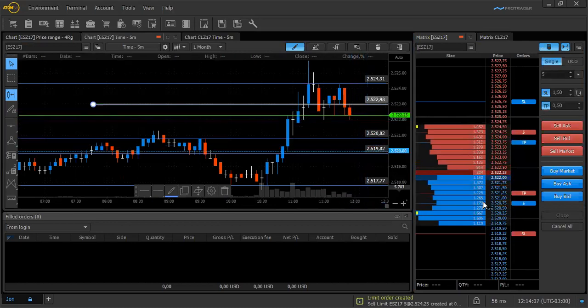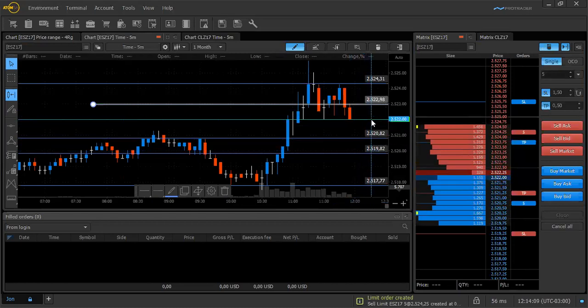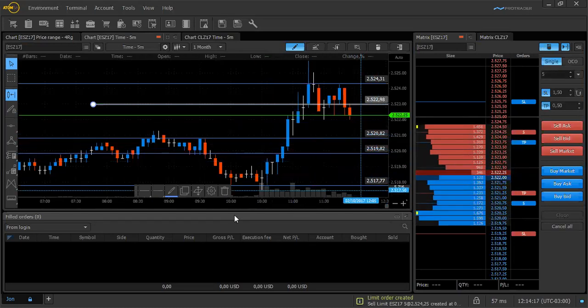Little by little, they're pushing the price down. Let's see if they're going to be able to bring it to 520 to get our order.